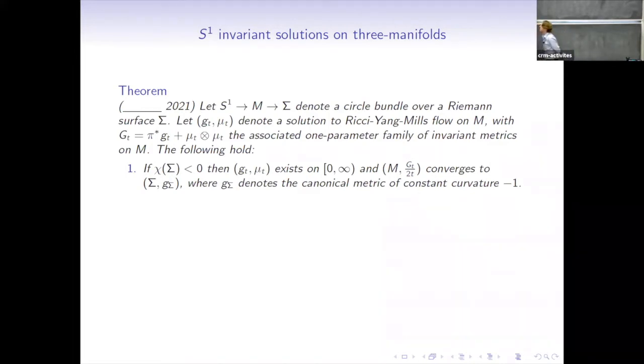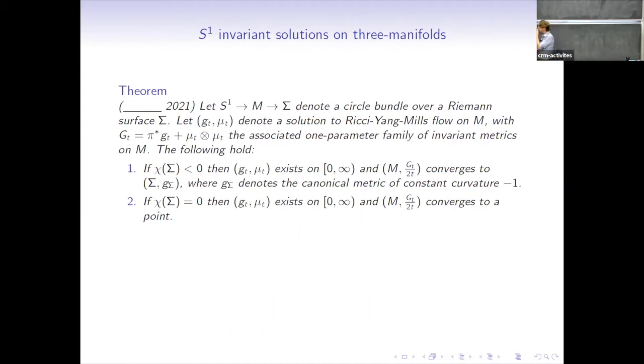So if the Euler characteristic of sigma is negative, then we get global existence of the flow. And then I can take this blowdown limit. So I'm taking the total space M, taking the metric on M, the capital G metric, divided by 2t. So this is the natural blowdown scaling. And it will converge in the Gromov-Hausdorff sense to the base space sigma, the base of the fibration, with the canonical metric of constant curvature minus 1. Okay? So the fibers are collapsing.